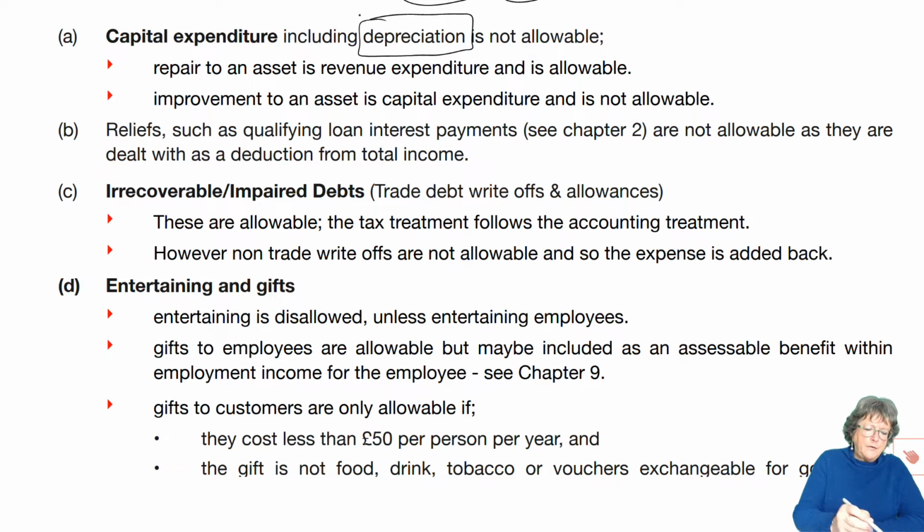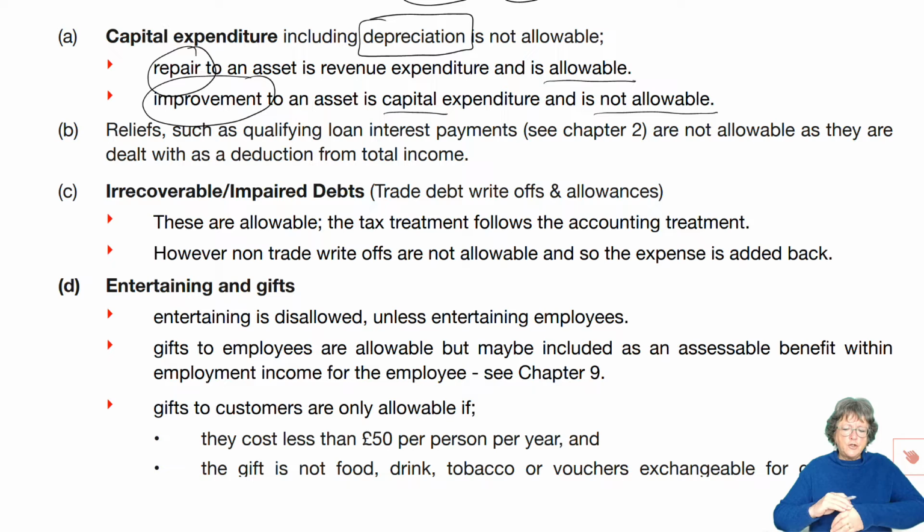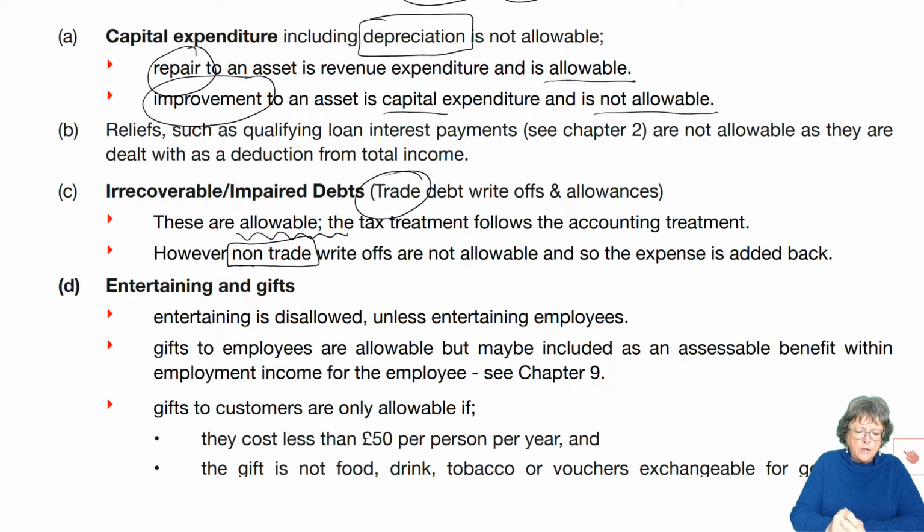So repairs are allowed, but improvements are classed as capital and they are not allowed. Loan interest is not allowed. Qualifying loan interest payments are not allowable here as they are dealt with separately. Okay, they are an allowable expense, yes, but not here. So debts are allowable as long as they are trade. If they are non-trade, you see the word non-trade, you have to adjust for it. It has to be added back.